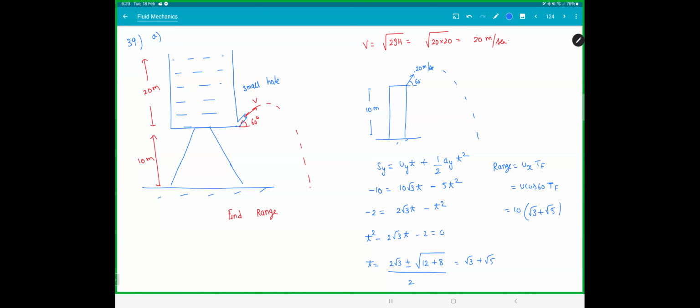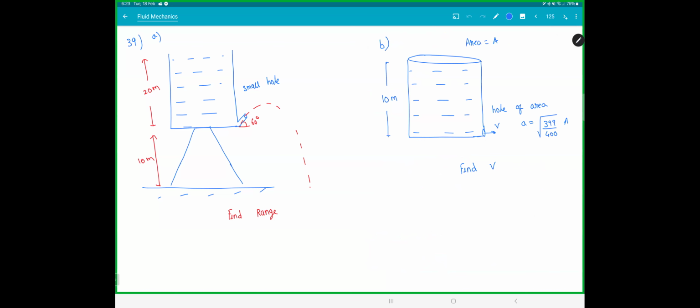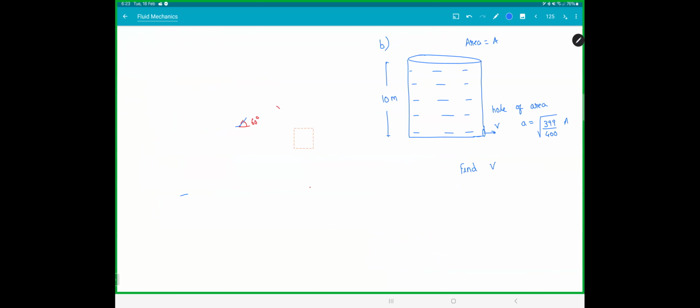Next one. Like I said, once you got the velocity, there's nothing there. It's pure kinematics. This also, there's nothing there. V is equal to root over 2gh by 1 minus a square by capital A square. This is 2 into 10 by 1 minus 399 by 400. That would be 200 root 2. Just substitute directly into the formula. Clear idea? Easy. Next one.